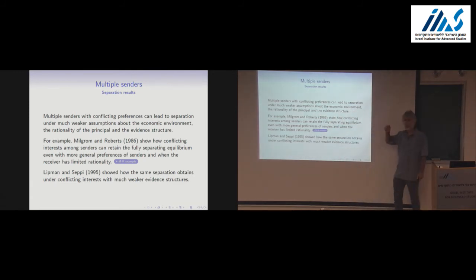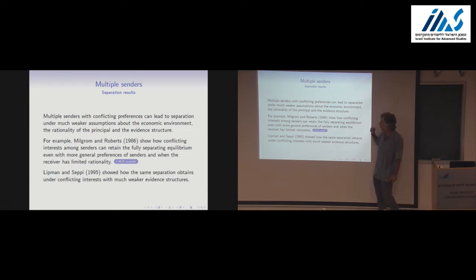But I just want to point out that if there are multiple senders and they have different preferences, then we can get a separation result. By separation result, I mean the Milgrom-Grossman unraveling, that you get full separation. You know exactly all the information. The asymmetric information disappears. You can get that with much weaker assumptions about the economic environment. Okay? So this is done both in the disclosure game environment, like I was talking about, and in other types of environments.